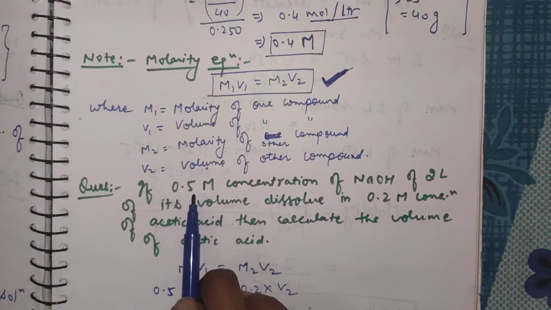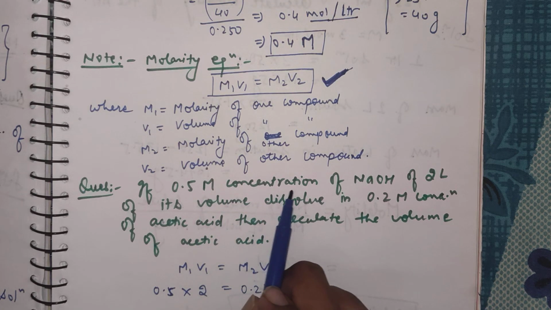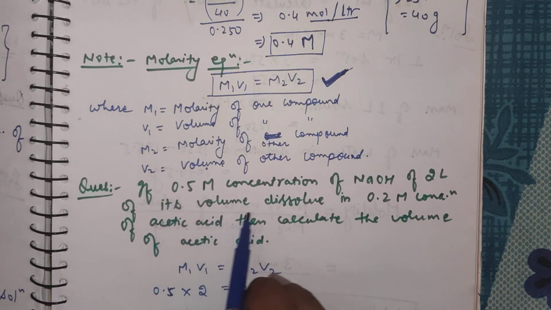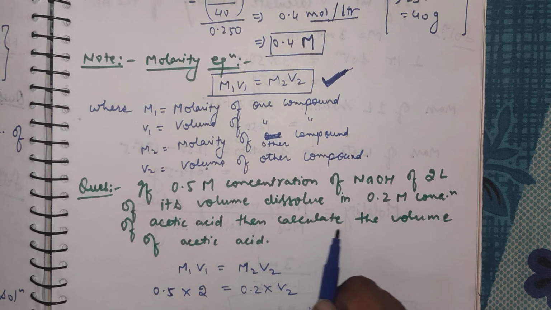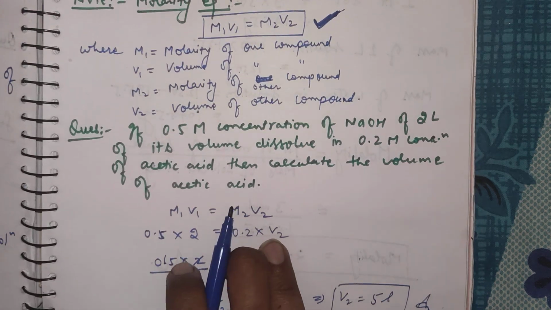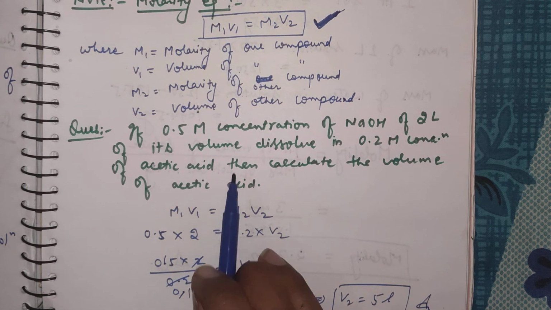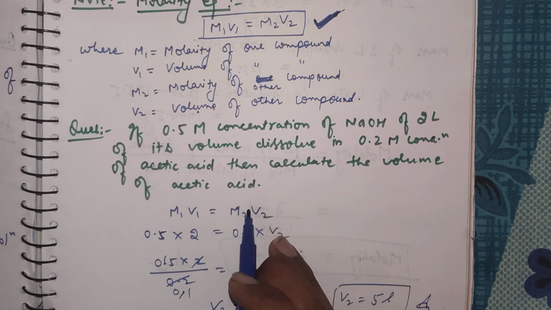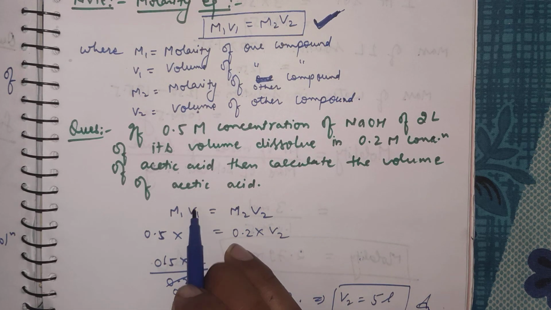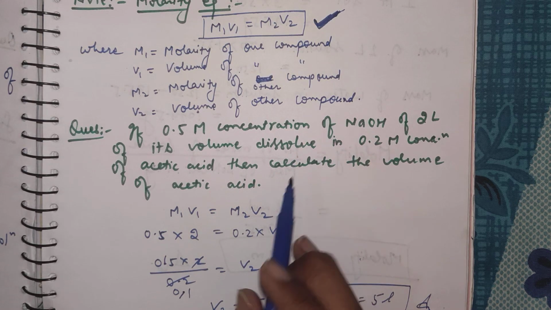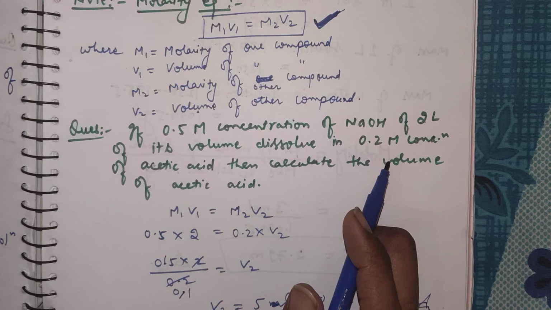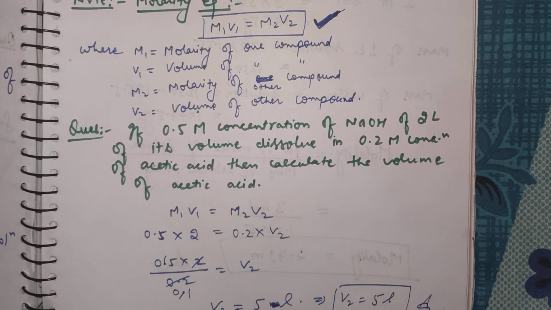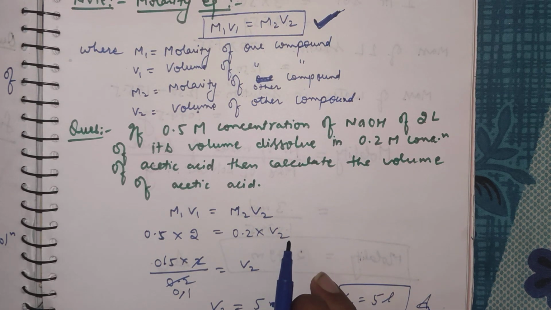Now the question is this: if 2 liters of 0.5 molar NaOH is dissolved in 0.2 molar concentration of acetic acid, then calculate the volume of acetic acid. Let's suppose 1 is represented for NaOH and 2 is represented for acetic acid. So M1 is equal to 0.5 molar concentration, V1 is equal to 2 liter volume, M2 is equal to 0.2 molar concentration of acetic acid, and V2 we have to find.